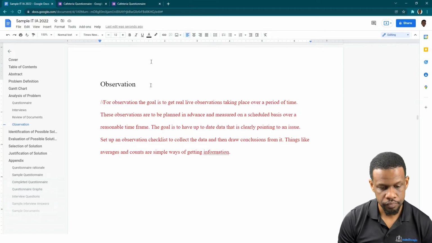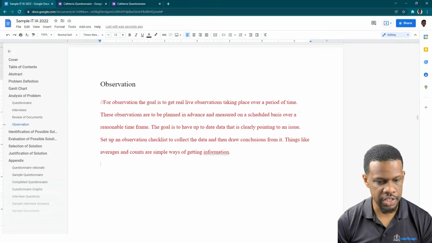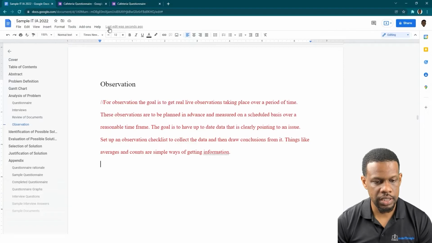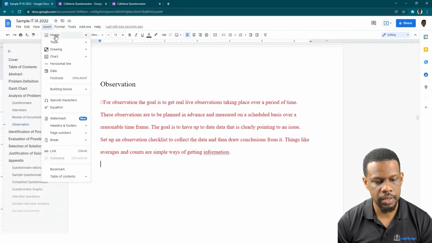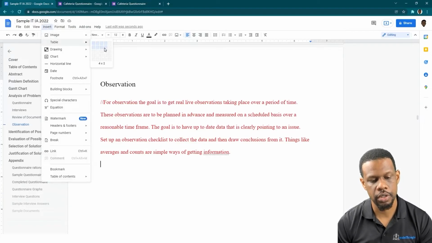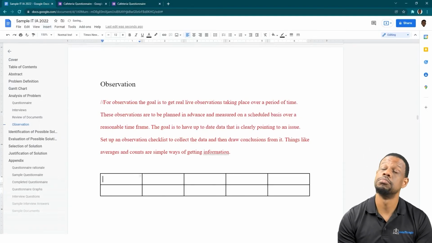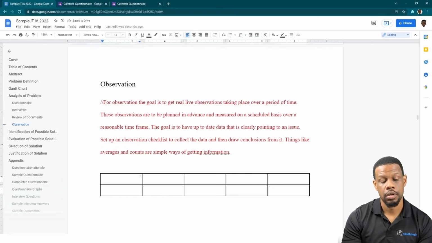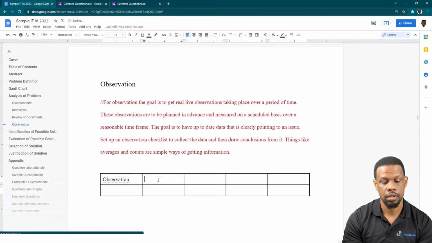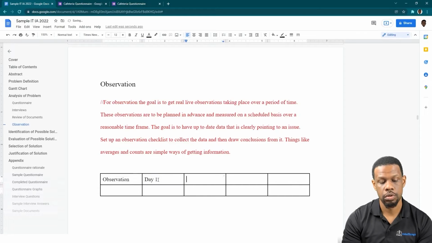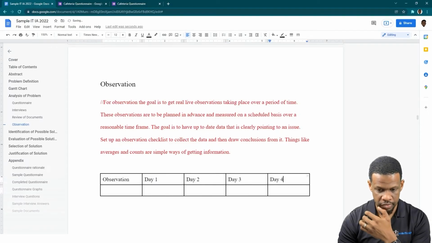Right here. So what I want to do is create an observation checklist. Now it's easy to do it in the form of a table. So I'll show you a table that will go for a few weeks. I'll put criteria, observation, and then day 1, day 2, day 3, day 4. I should put day 5. Yeah, I'll put day 5.